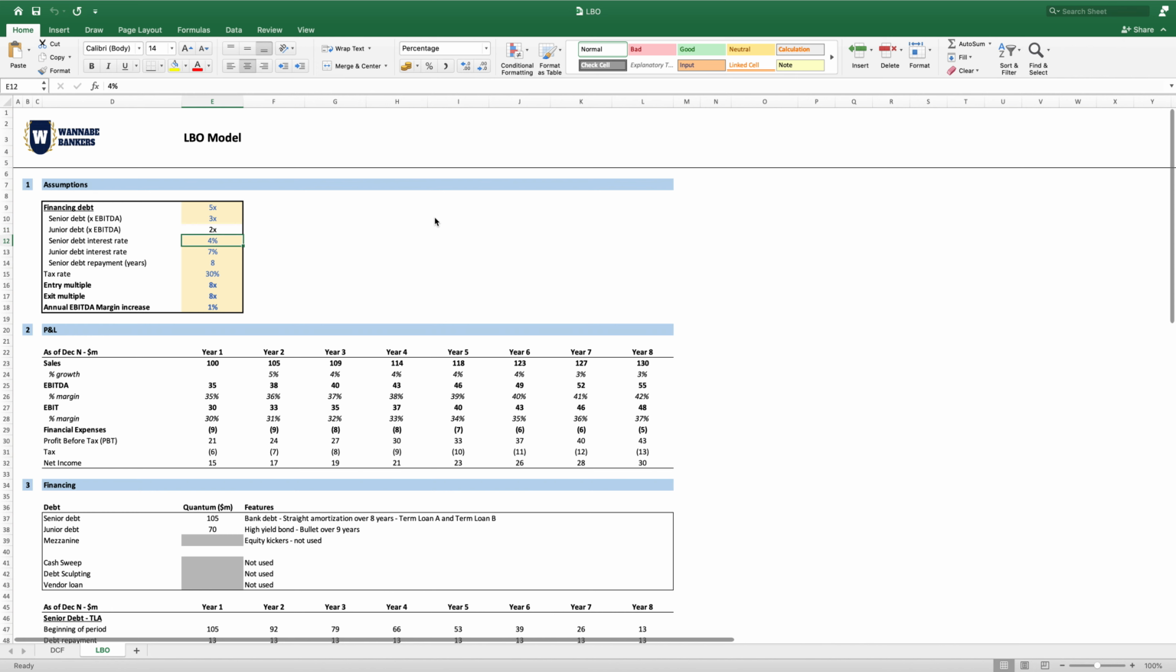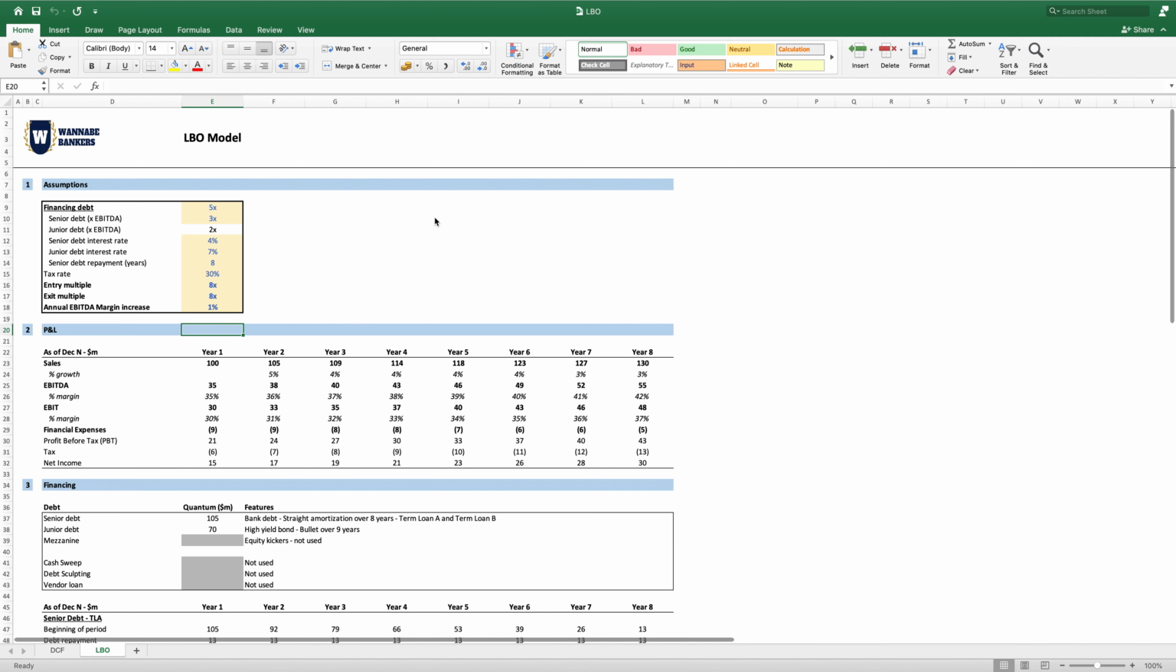Also, you would need to have assumptions regarding the interest rates of senior debt and junior debt, the maturity of the debts, and most importantly, the entry and exit multiples. Entry multiple is the multiple at which the financial sponsor would acquire the company, and the exit multiple is the multiple at which you would sell the company at the end of the investment horizon. The last assumption you would need to take is the annual increase of performance of EBITDA margin. And that's it, you're set up to run your model.